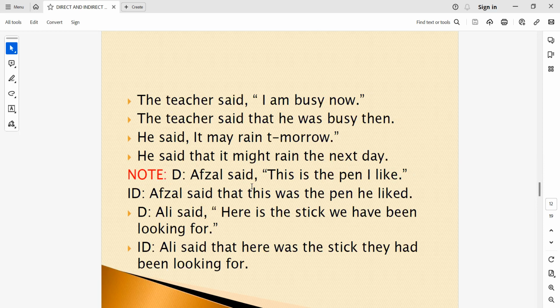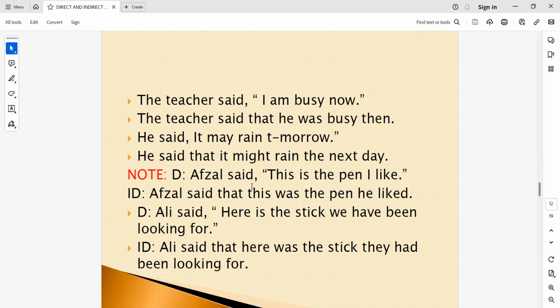A few examples are given here. The teacher said, I am busy now. The teacher said that he was busy then. So you have to note certain things here. You have to bear in mind that if this, here, now, etc., refer to things present before the person during the delivery of the speech, no change is required in the reported speech. Look at the example. Afzal said, this is the pen I like. When that is changed into the indirect form, Afzal said that this, that is the pen in hand, it refers, was the pen he liked.